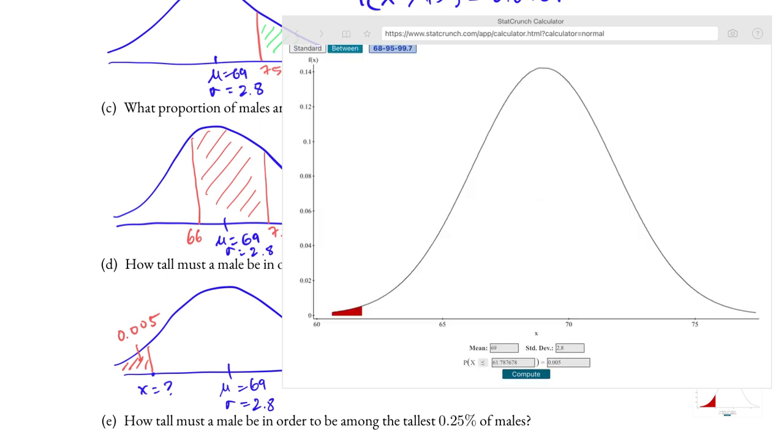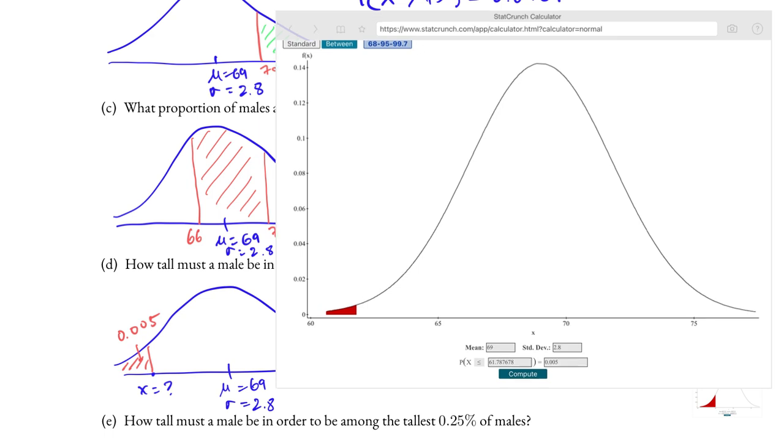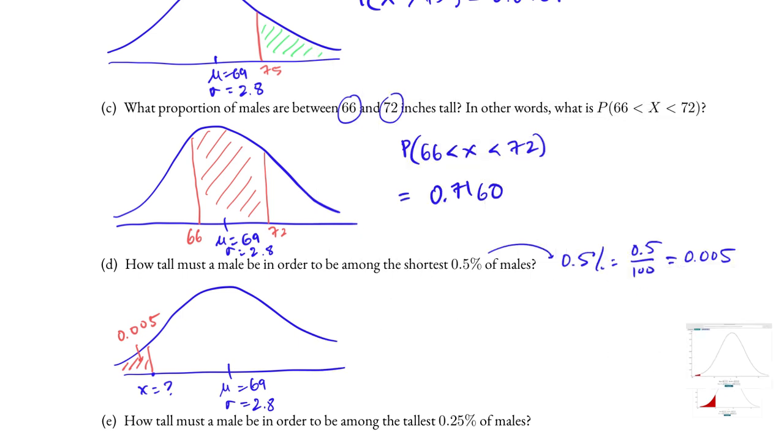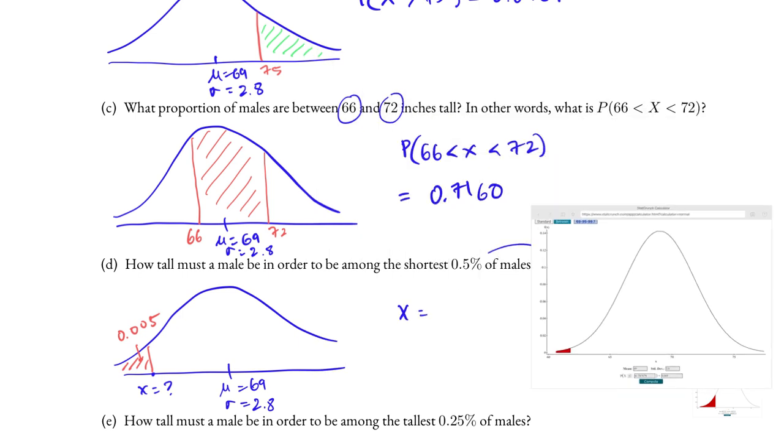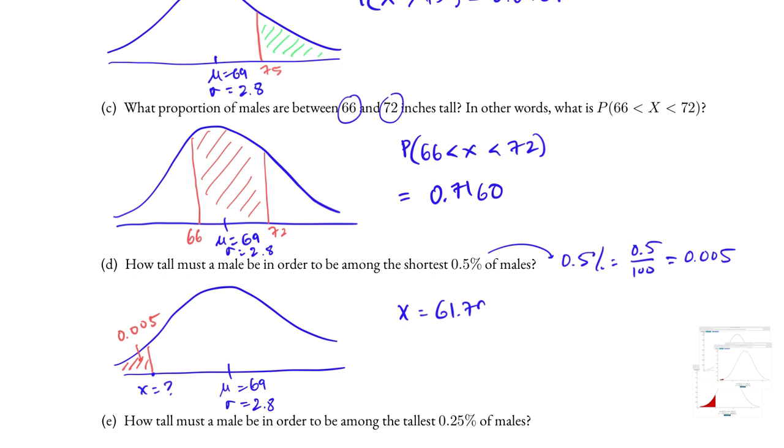Then the calculator will give us 61.79, and that would be the corresponding x value. And so x equals 61.79 inches. This height will separate the shortest 0.5% from the rest.